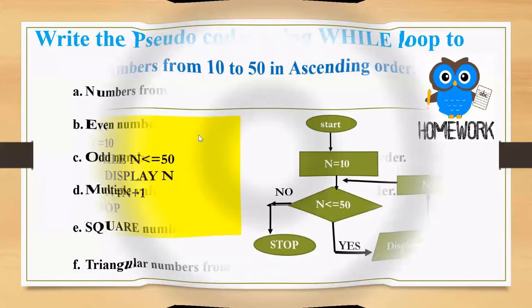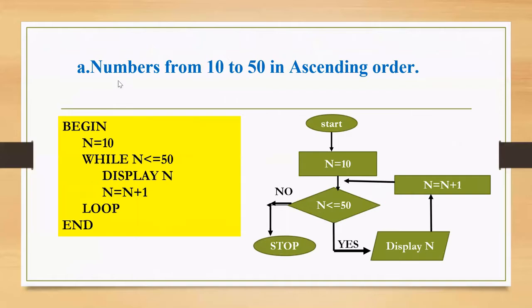Now look at here. Then you can check your answers, right? If there are any problems, you can discuss with me, right? Okay, begin. So 10 is assigned to n because that is the starting point. That's why I put 10 here. Then while n is less than or equals to 50, that condition is true, no? 10 is less than or equals to 50. When the condition is true, then display n.